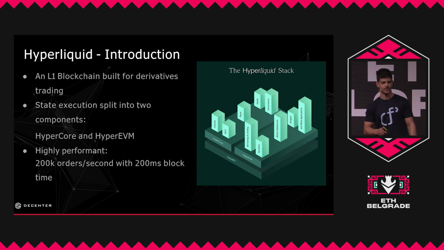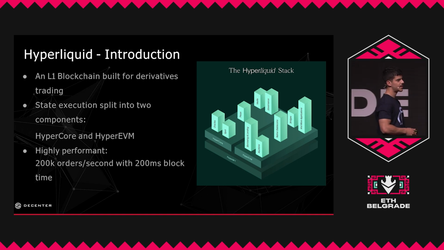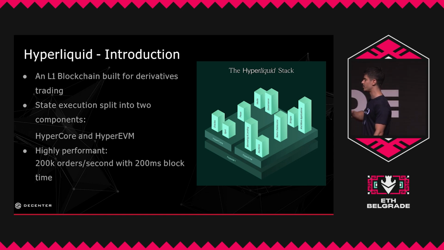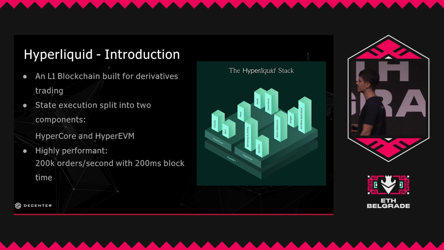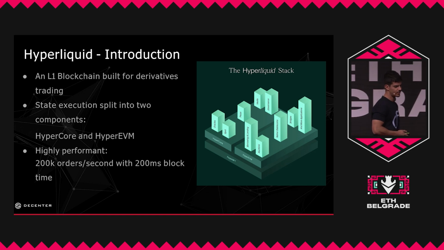Its state execution is split into two components. The Hypercore component is the one that first launched, and it's the one that has the 200 millisecond block time and a throughput of 200,000 orders per second. On it, you trade derivatives, the perps, the spot market. It has the CLOB, the central limit order book, and it's highly performant and optimized for perps trading.